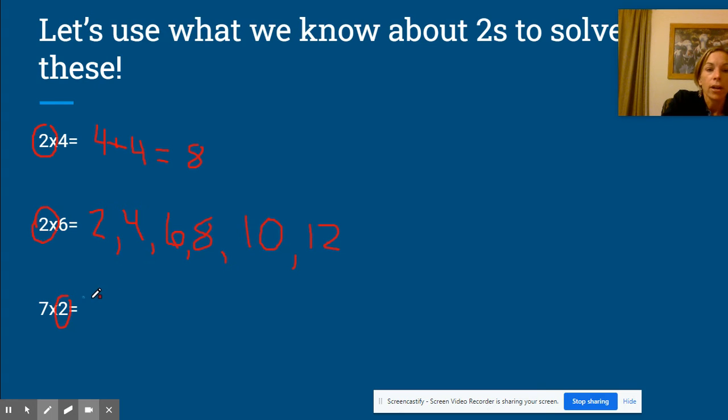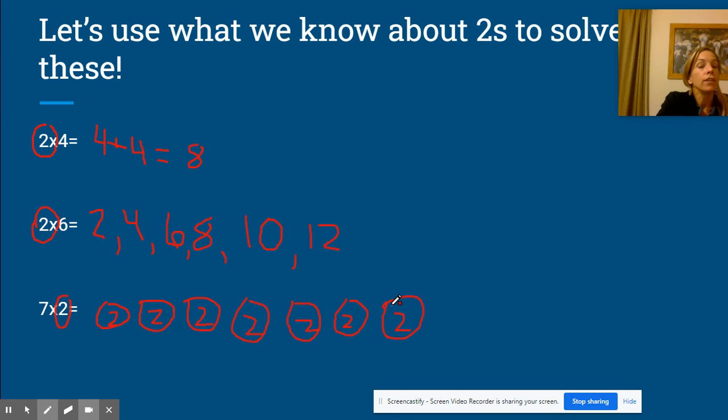So this model has 7 groups. 1, 2, 3, 4, 5, 6, 7. And there's 2 in each. 2, 2, 2, 2, 2, 2. It's like a tongue twister, and 2.